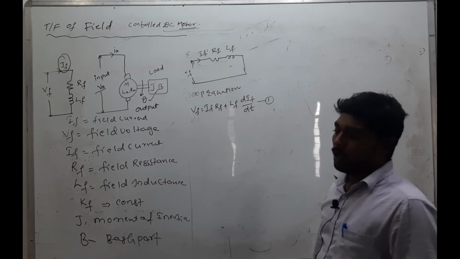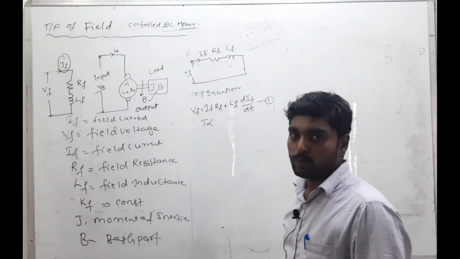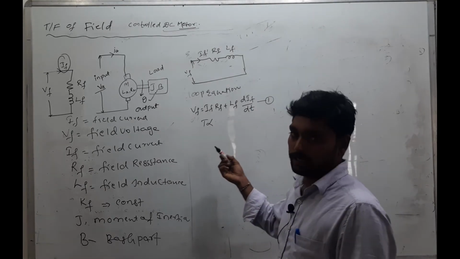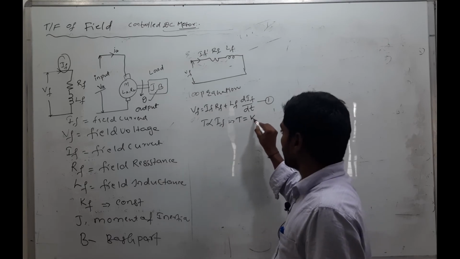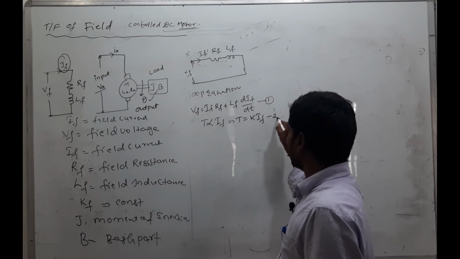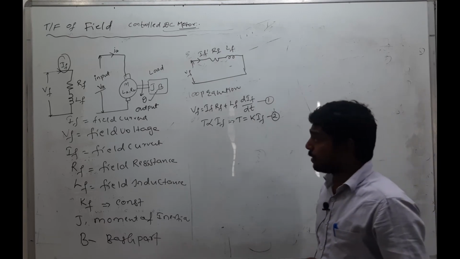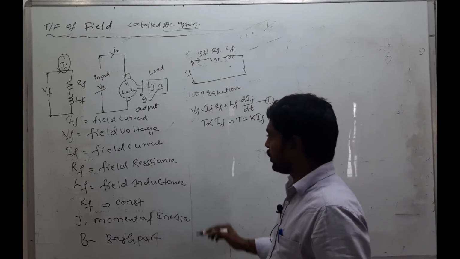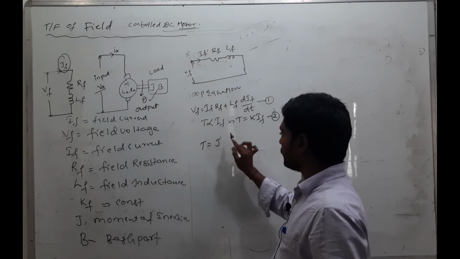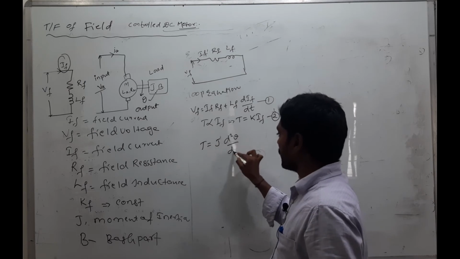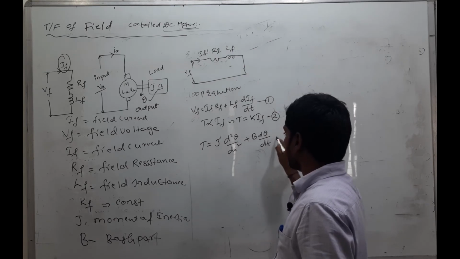Equation number 1. Already we know the torque. The torque is directly proportional to the flux, that is the field winding current IF. Removing the proportional constant, we get the constant K into IF. Equation number 2. This is the electrical system. Next one is the mechanical system. For the mechanical system, the torque T is equal to J into d square theta by dt square plus B into d theta by dt. This is equation number 3.